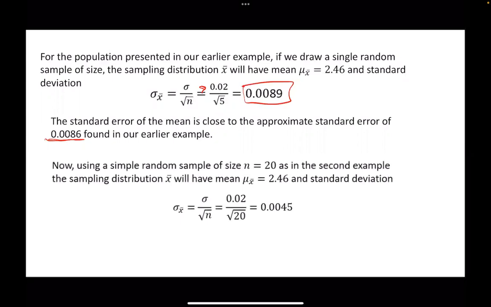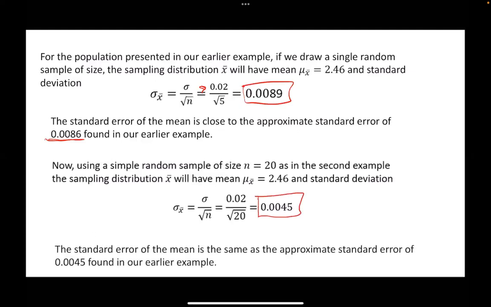Now when we are looking at a simple random sample of n equals 20, I found the standard deviation of all of those using the formula, and I got this. It is exactly the same thing that we found by putting it all in the calculator. So definitely just use the formula, since they're not going to give you all the data anyway. Questions so far?